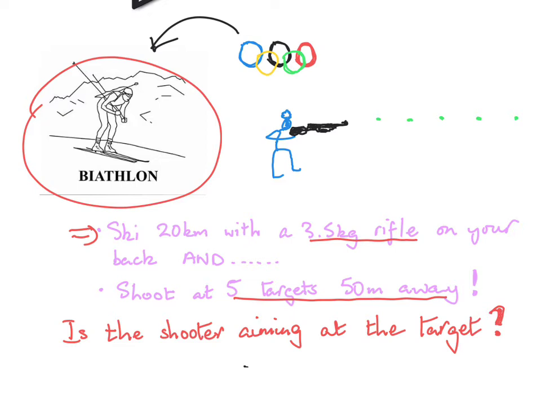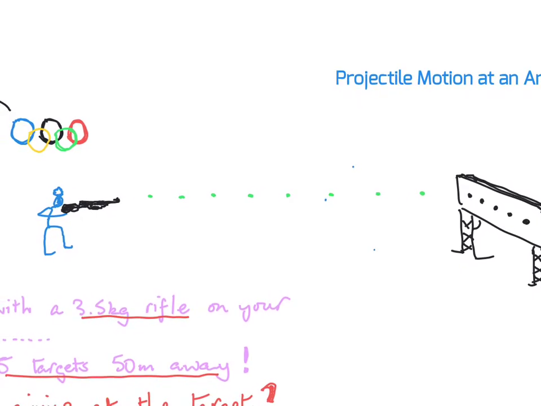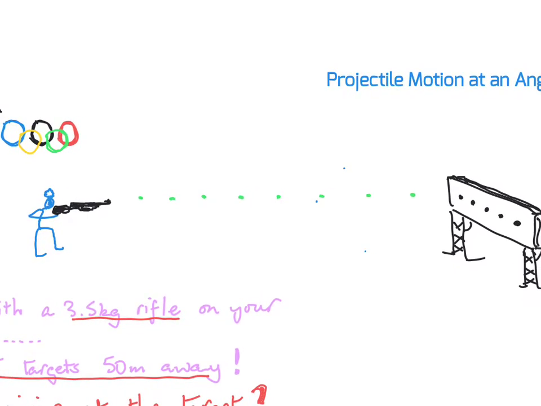So the question that I have for you folks is this. The question to ponder is: is the shooter aiming at the target? Does the shooter in the biathlon aim directly at the target? When they're lining up the shot, do they aim directly for the target and the projectile just goes in a straight line? Or would they have to aim above the target or below the target?